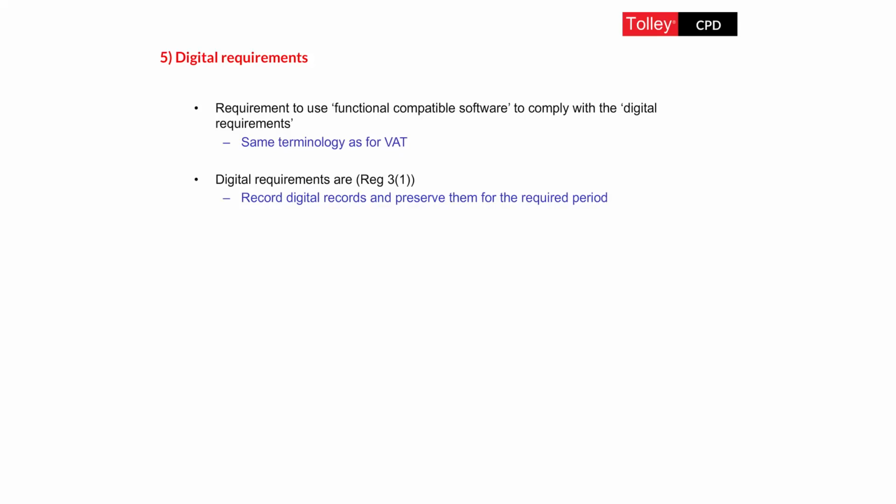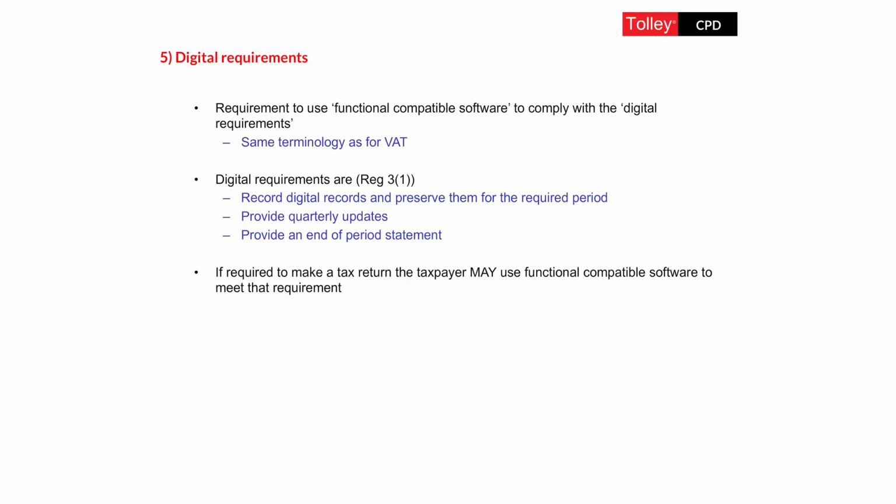They have to record digital records and preserve them for the period required by tax law. They have to provide quarterly updates, and they have to provide an end of period statement. If they're required to make a tax return rather than to actually meet the full obligations of Making Tax Digital, they can use functional compatible software to do that. And they don't have to elect into MTD in order to provide the data, the information they need to provide, without fully electing into MTD.